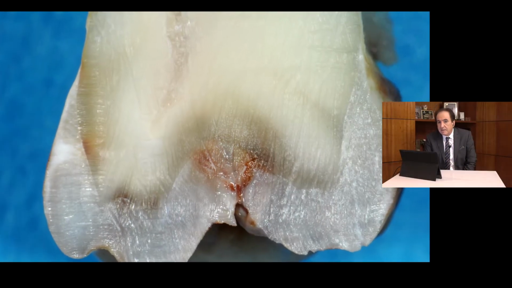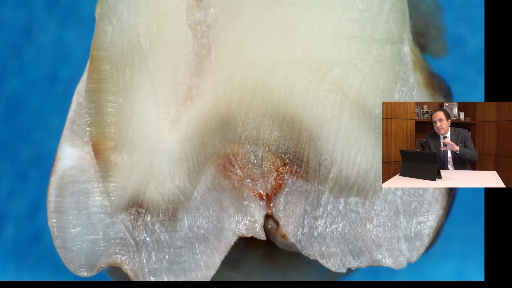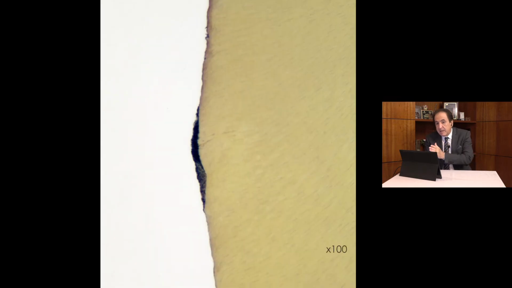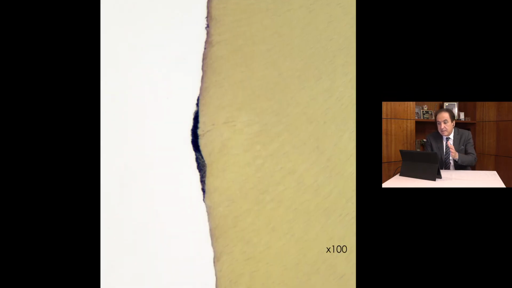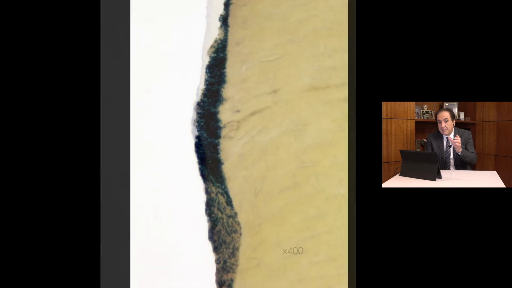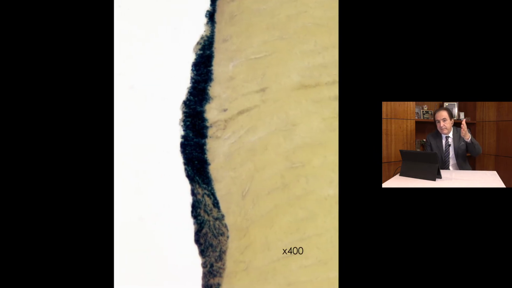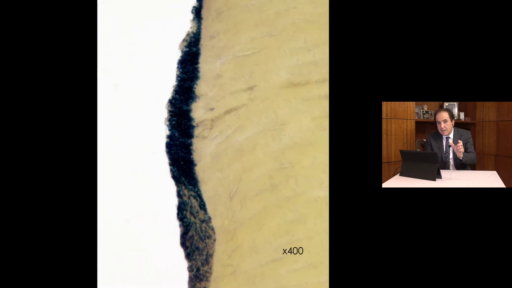Well, but unfortunately, once again, using conventional light microscopy in this white spot lesion, we found that the bacteria and the bacterial biofilm can traverse the entire thickness of the enamel and form biofilm at the junction between the enamel and the dentin.